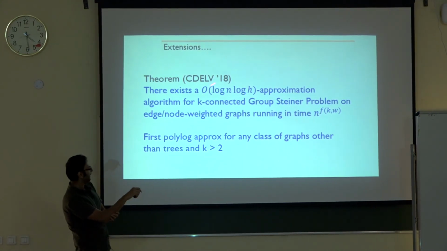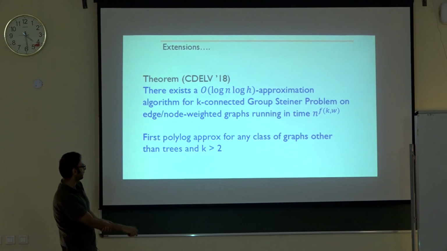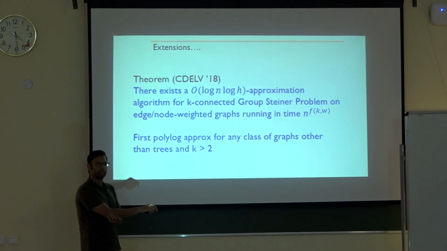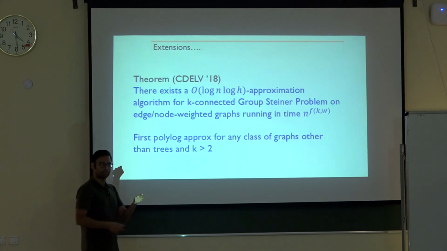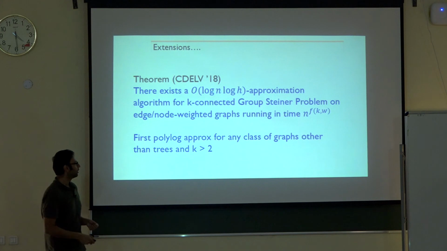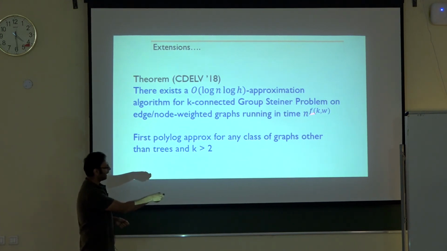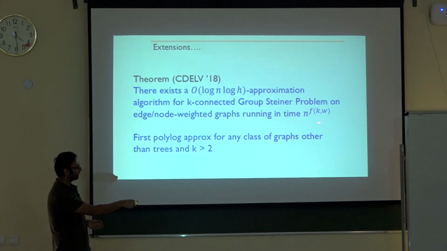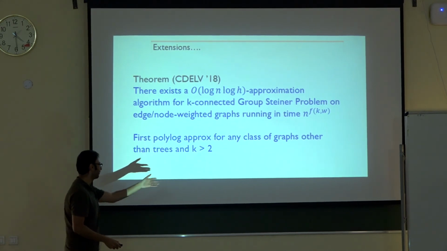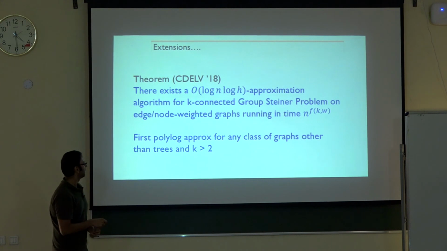So our result is again a log n times log h approximation, but now the running time has two things in the exponent. The treewidth will of course be there because it was already there previously, but we also have this k. k is the total number of paths that you want between your groups and the root. So that k also shows up, and in fact, it's an open question whether you can get the k outside. Let me go to that when I talk about open questions.